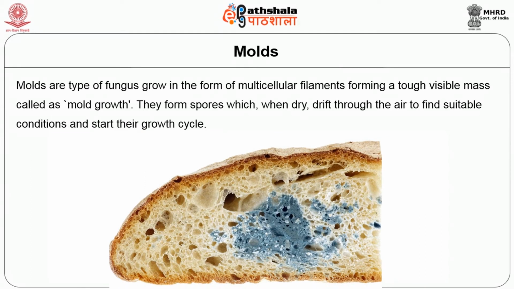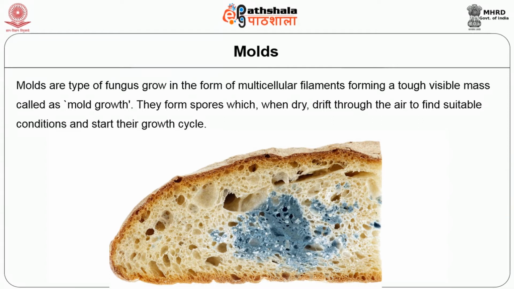Molds are a type of fungus that grows in the form of multicellular filaments forming a tough visible mass called mold growth. They form spores which, when dry, drift through air to find a suitable condition and start their growth cycle. Molds are aerobic organisms. They require oxygen to grow. Hence, they are usually confined to the surface of food, forming easily visible, sometimes colored colonies on foods.